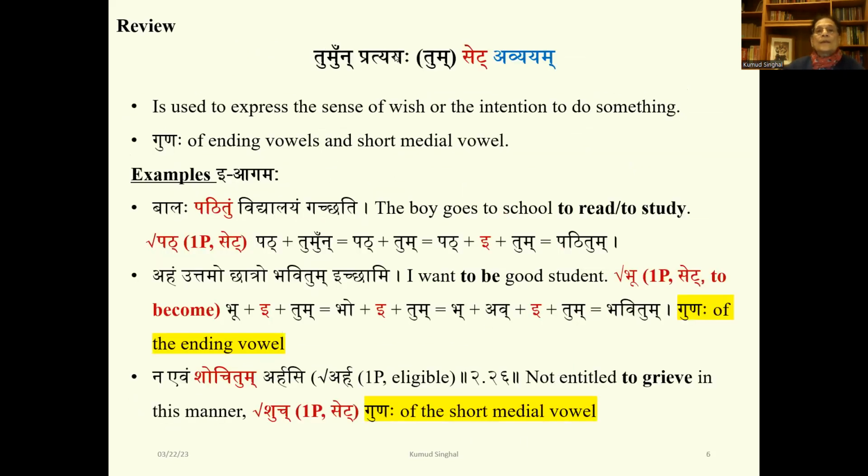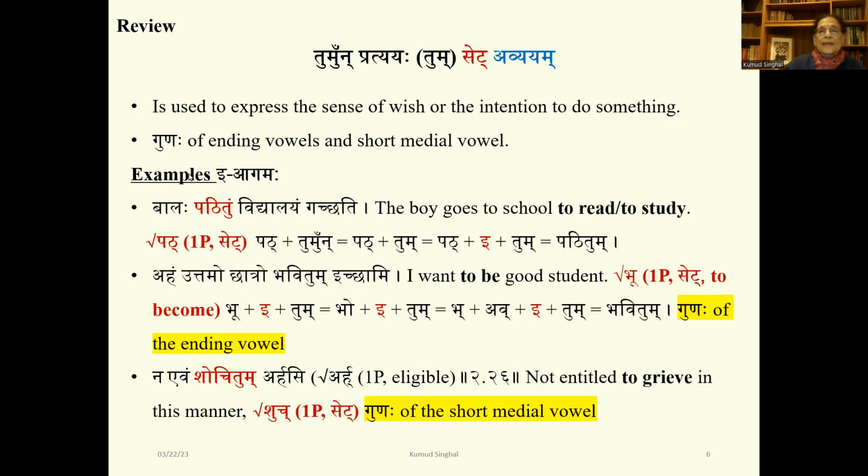Okay, so now in the last class, we talked about the tumun pratyaya. As I said, after removing the it letters, only tum remains. It is a set pratyaya, and after adding tumun to the root, you get an avyayam. You don't get a pratipadikam. So when is the tumun pratyaya used? It is used to express the sense of wish or the intention to do something, like, I wish to read, or he wishes to go. So there, the tumun pratyaya is used. And in the tumun pratyaya, the ending vowels and the short medial vowel take the guna.